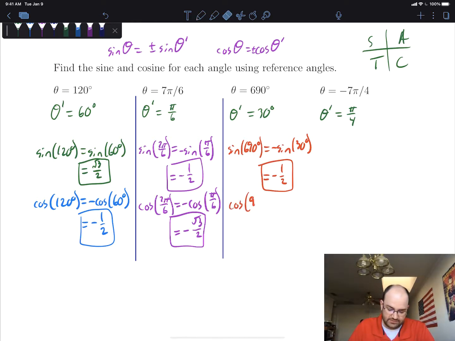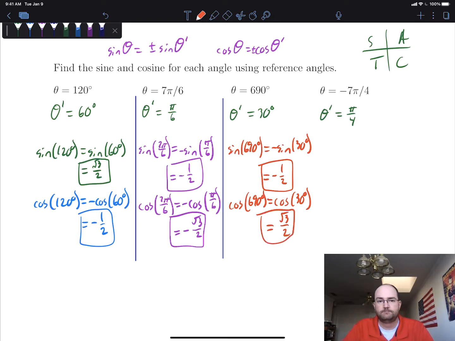And as for cosine, we have to be positive here, so it's just positive cosine of 30 degrees, which will give us root 3 over 2. All right, there you go.